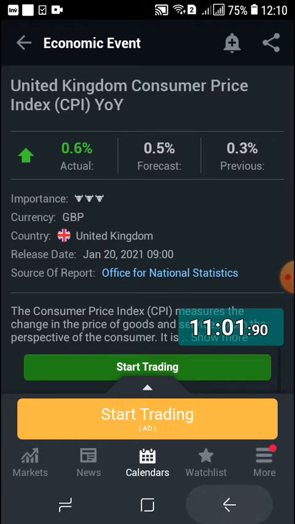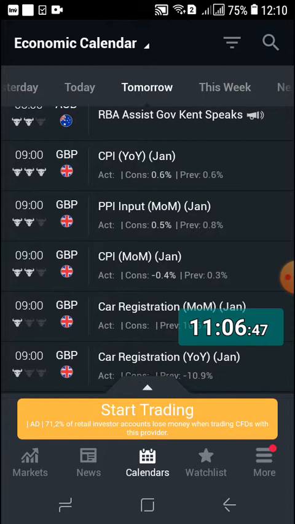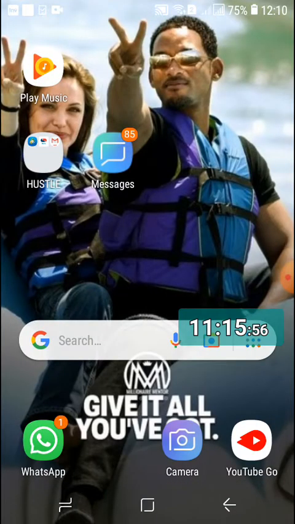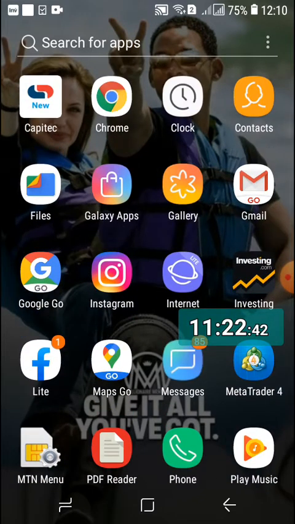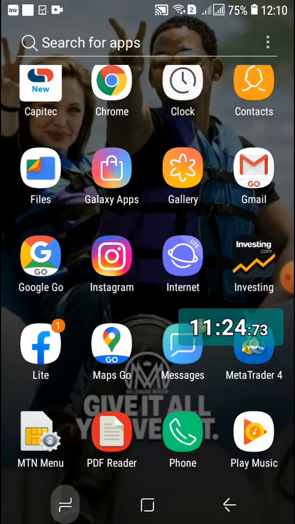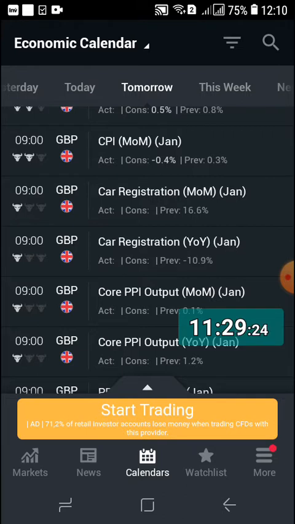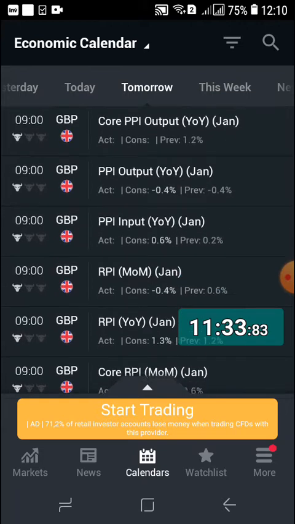So tomorrow, guys, I'll be buying GBP on the CPI event. There are 24 events in a month. Firstly, guys, the tools: you need to download the stopwatch app, which I have, and the forex calculator. And lastly, Investing.com, the app that shows you the economic events. Tomorrow I'm killing GBP with a buy.